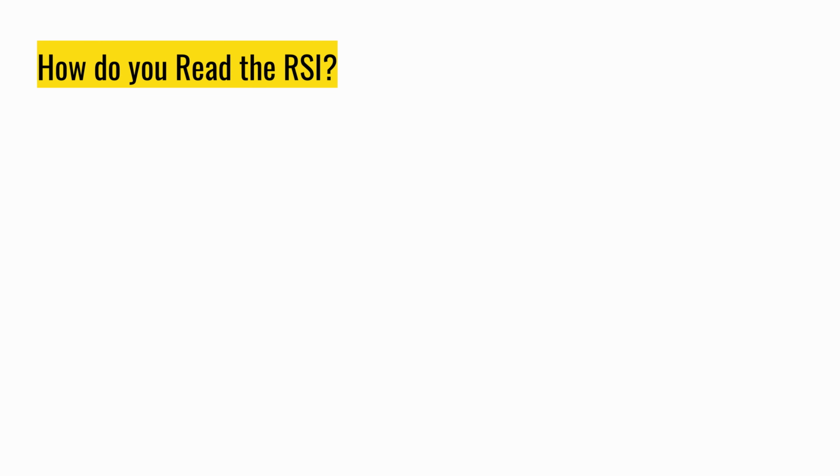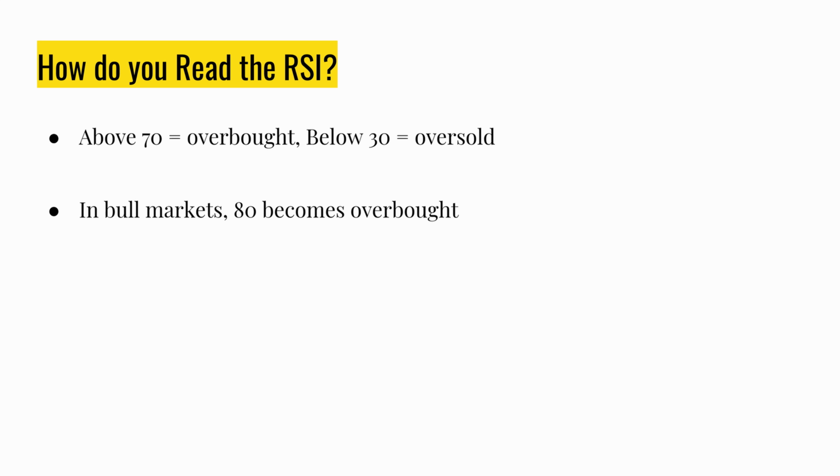So what are the extremes of RSI? The higher extreme is usually 70 and anything above that is considered overbought. The lower extreme is usually 30 and anything below that is considered oversold. In bull markets, 80 is considered overbought as uptrends can lead to more extensions. In bear markets, 20 is considered to be oversold.